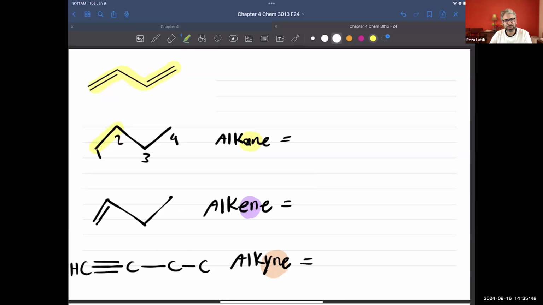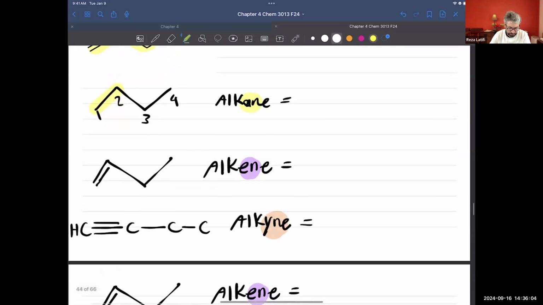In this lecture, I'm going to go through naming alkenes that have more than one double bond. How do we name those alkenes? First, let's focus on how we actually get alkenes.